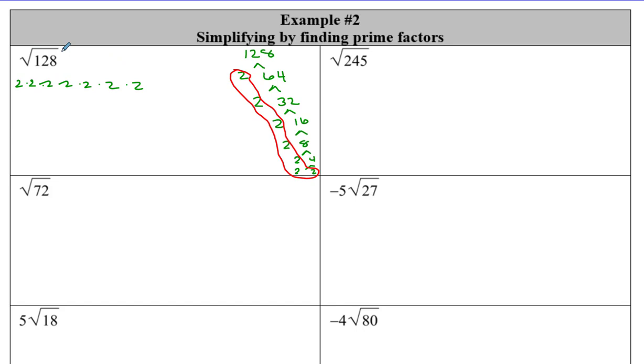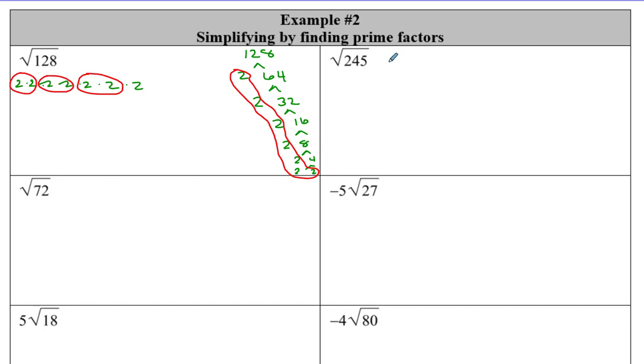In this section, we're dealing with square roots only. So that means our index is a 2. Now what we want to do for this method by finding prime factors is we are looking for pairs of 2, and that's because our index is 2. If our index was 3, we would be looking for, can you guess?